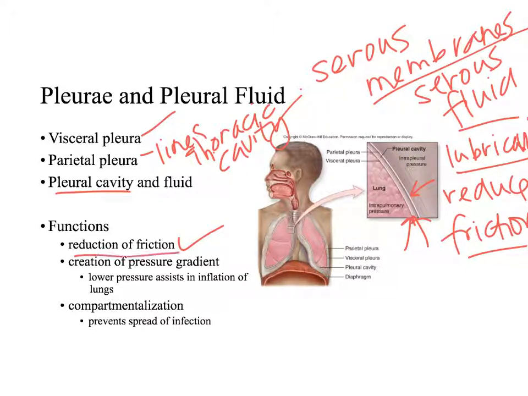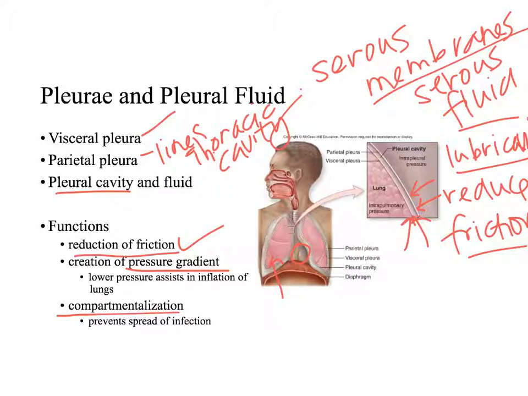So it reduces friction. Okay, now it's also going to create a pressure gradient. So there's going to be a lower pressure in this pleural cavity than there is in the lungs, and that's going to help our lungs stay inflated. Now it also provides compartmentalization. Your lungs are exposed to the outside, but your heart isn't. So you could get pneumonia, bronchitis or bronchiolitis, right? But you don't want it to go to your heart. So this is going to protect your heart and the rest of your body from what could be in your lungs.